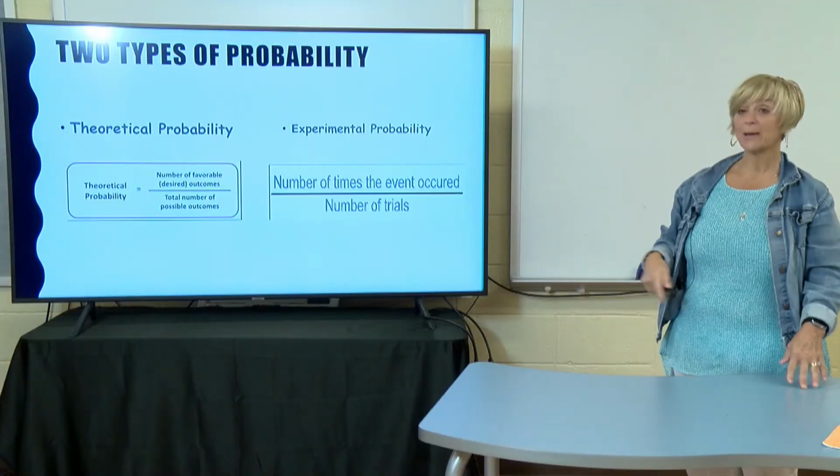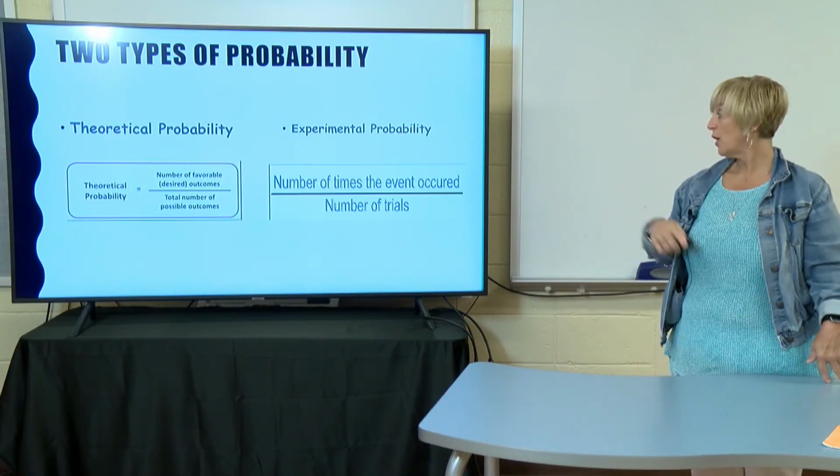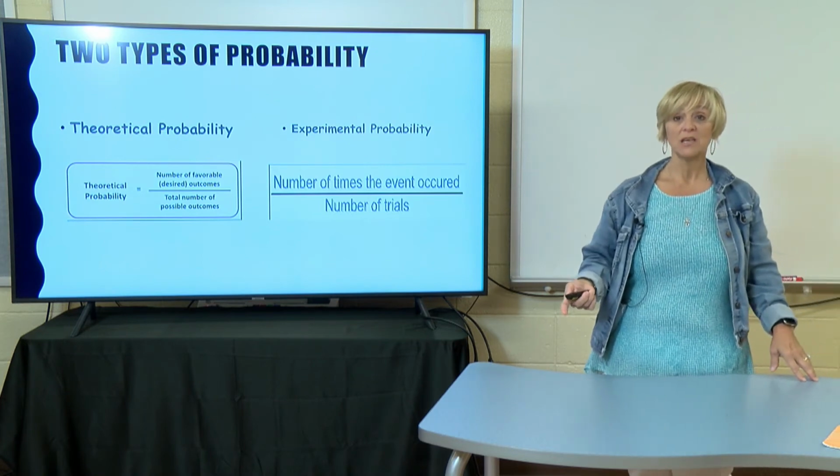So that would be theoretical, because we feel like half of the time, or every 3 out of 6 pulls, would be a star out of our bag. That would be theoretical because in theory, we're going to pull a star half of the time out of our bag. An experimental probability is the number of times the event occurred over the number of trials.